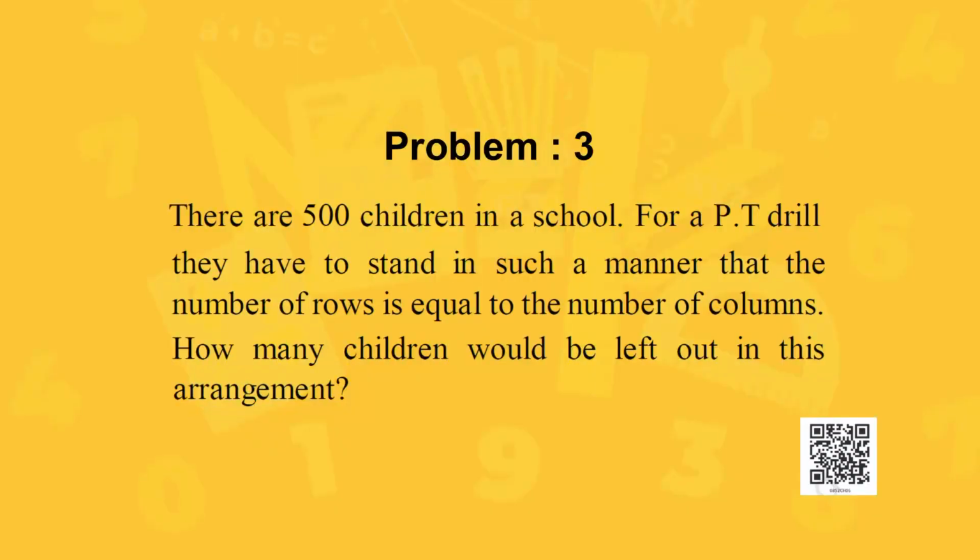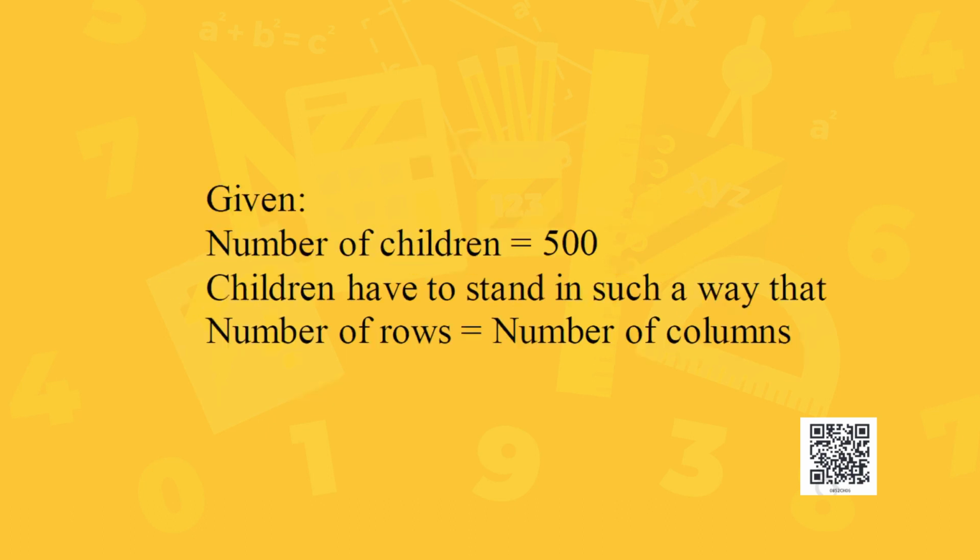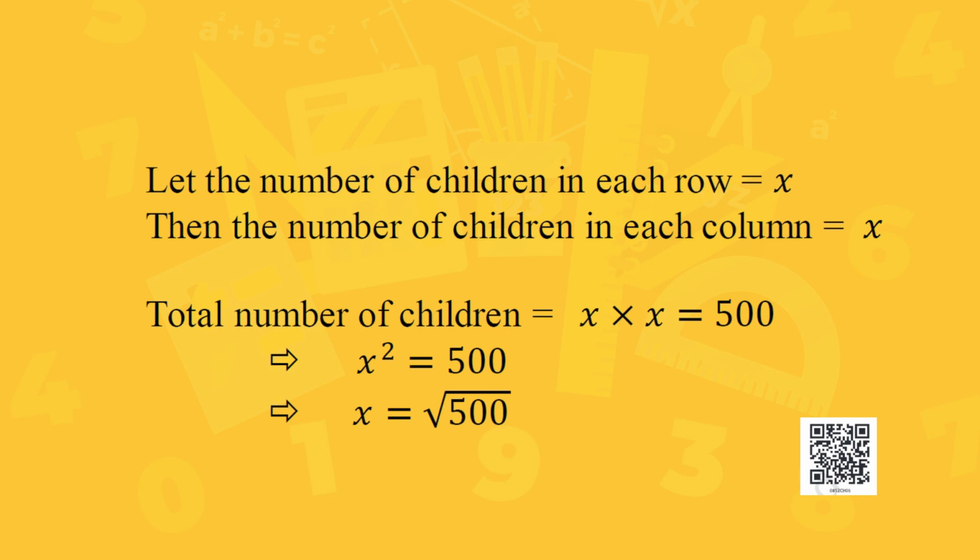So the problem says there are 500 children in a school. For a PT drill, they have to stand in such a manner that the number of rows is equal to the number of columns. How many children would be left out in this arrangement? It's given that the number of children is equal to 500. It's also mentioned that children have to stand in such a way that the number of rows is equal to the number of columns. Well, students, let us consider the number of children in each row to be x. Then the number of children in each column is also equal to x.